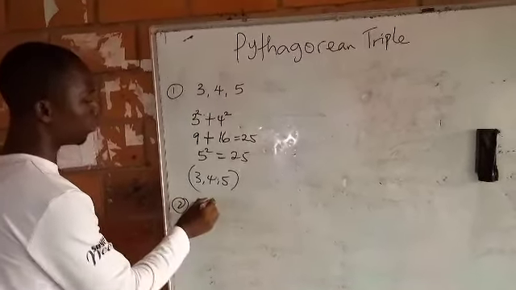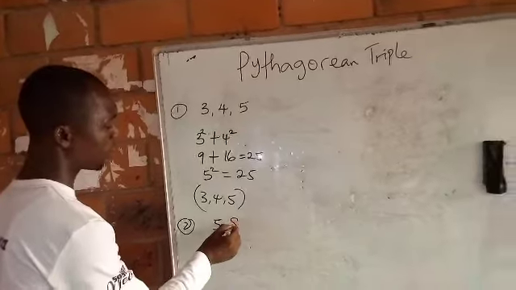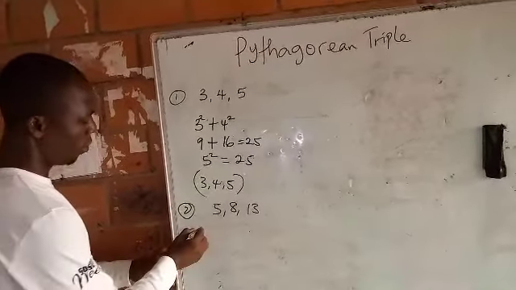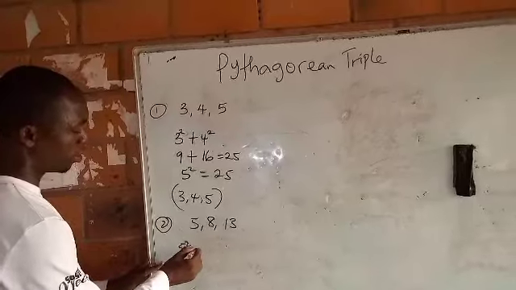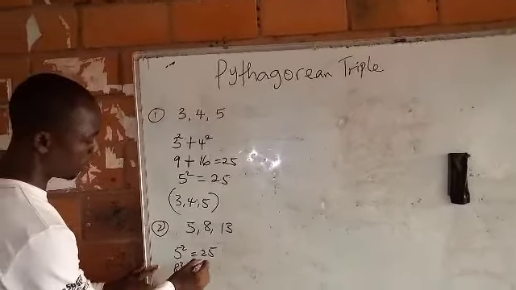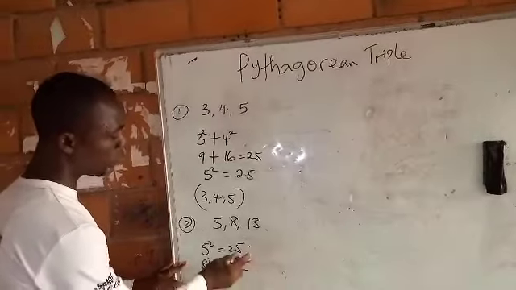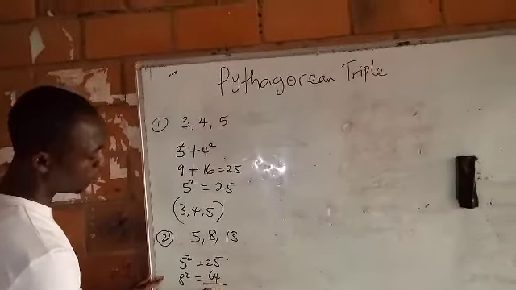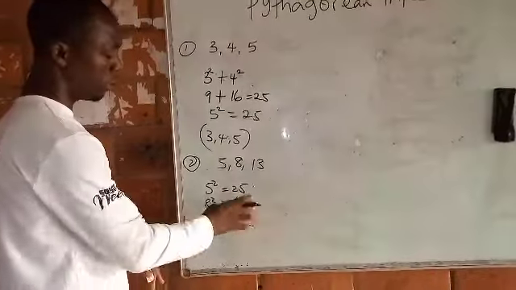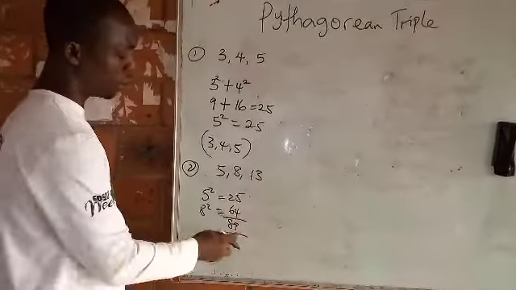Let's take another example. Say we have 5, 8, and 13. 5 squared is 25. 8 squared is 64. If you add these, 5 plus 4 is 9, 2 plus 6 is 8, the sum of their squares is 89.